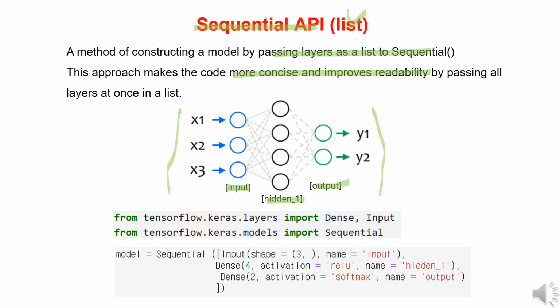First, we import the Keras library, and then we group all the layers into a list and pass it to sequential in one go. Here, the numbers represent 3 input values for the input layer, 4 nodes for the hidden layer, and 2 output values for the output layer. Compared to the add function method we looked at earlier, the list method makes the code cleaner and allows for more efficient management of the model.